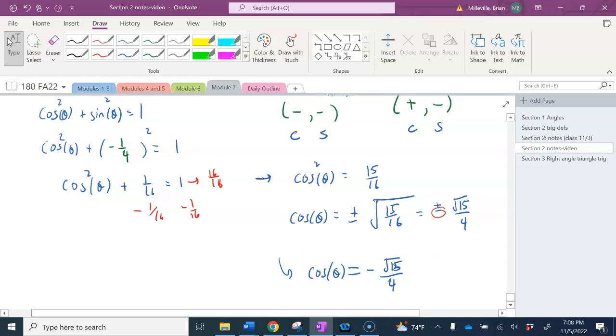So once again, this problem can be answered without actually knowing what the angle theta is. We knew half of the ordered pair where the terminal side intersects the unit circle. We could find the other half using the Pythagorean identity. That's it for this recording.